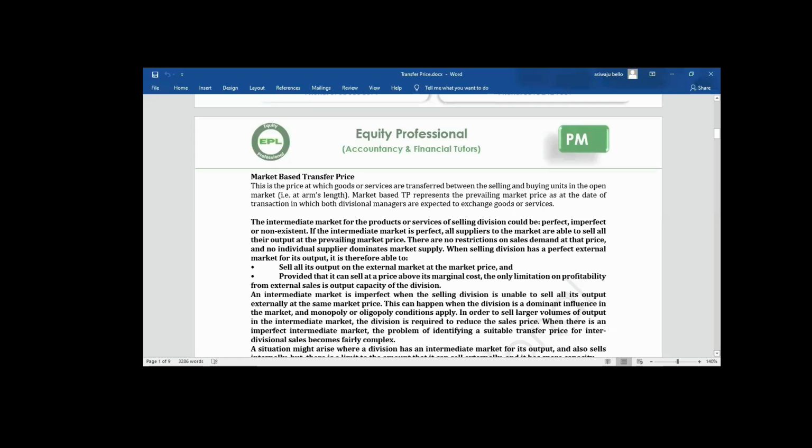That is perfect external market. Number two, imperfect external market. It's a situation where a division has external market for its products, but cannot sell all its output fully at the external market at the prevailing market price.